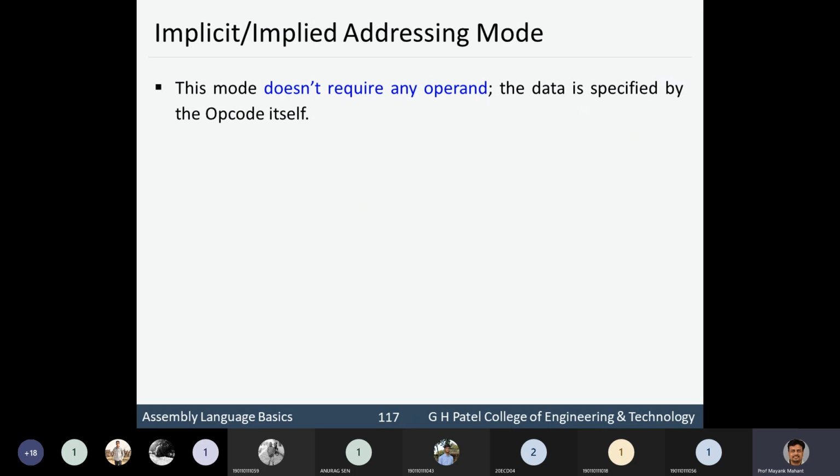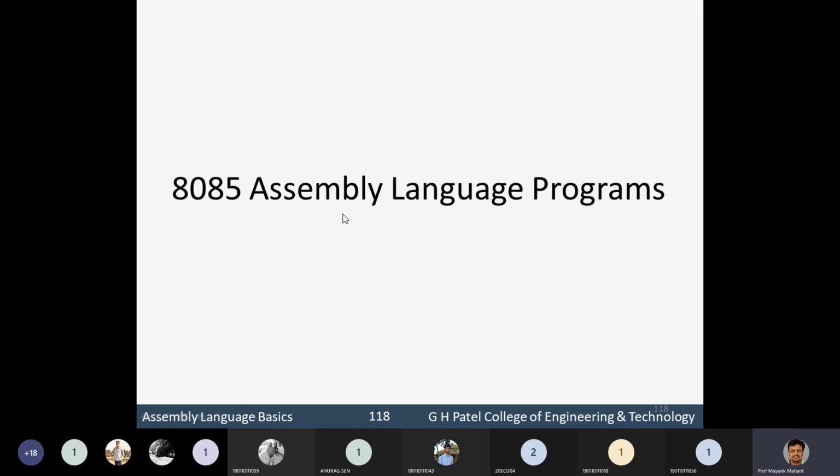And the other is implicit or implied addressing mode. This mode doesn't require any operand. The data is specified by the opcode itself. For example, XTHL, SPHL, PCHL. I think I have discussed all these instructions. Over here you will not require any operand. The HL pair would be loaded into your stack pointer, or the HL pair would be loaded into your program counter. So this is implicit.